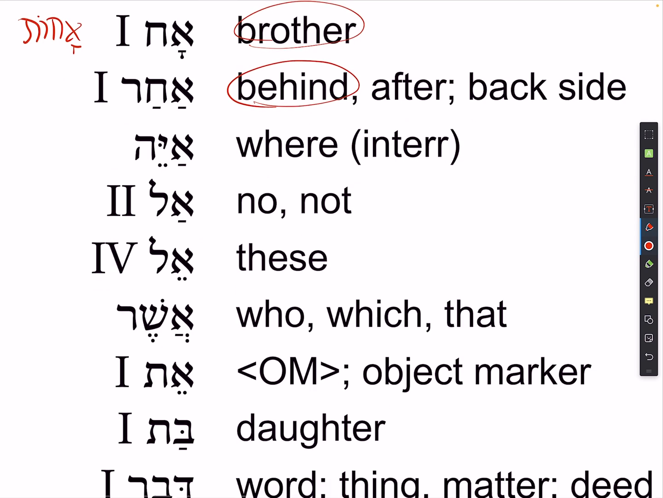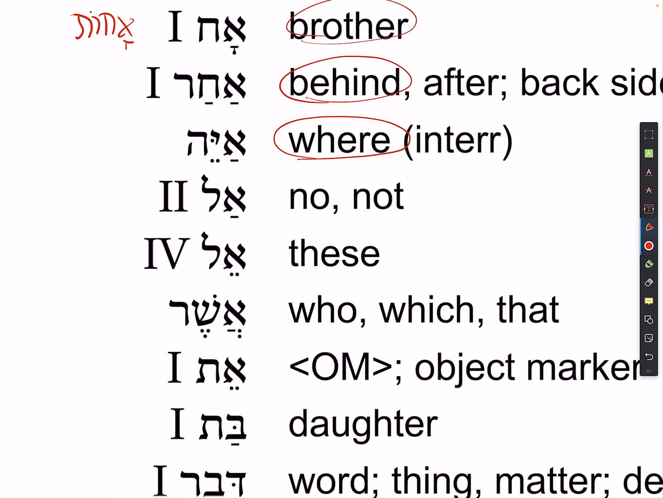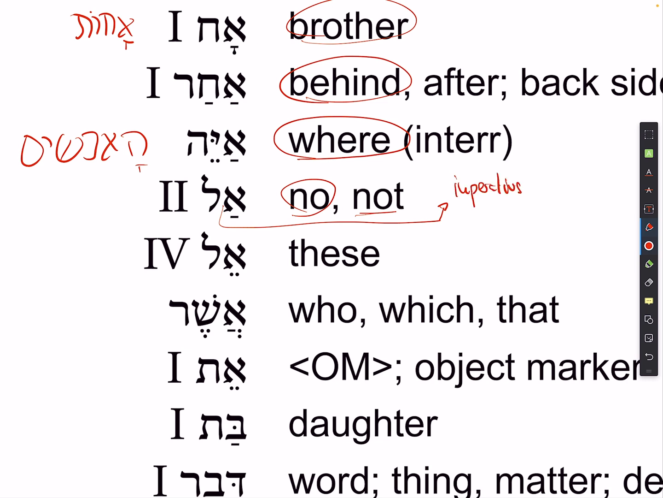Aye is our first interrogative. Where? Where are the men? For example, aye ha'anashim. Where are the men? Al, here we have our second preposition, our second negation. Al, no, not. This is being used as a negation for imperatives and jussives.